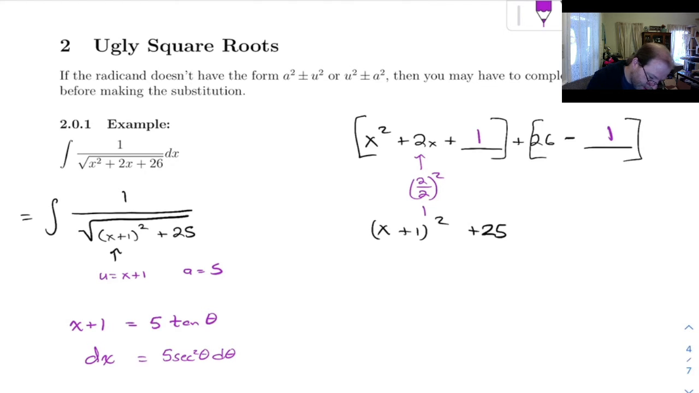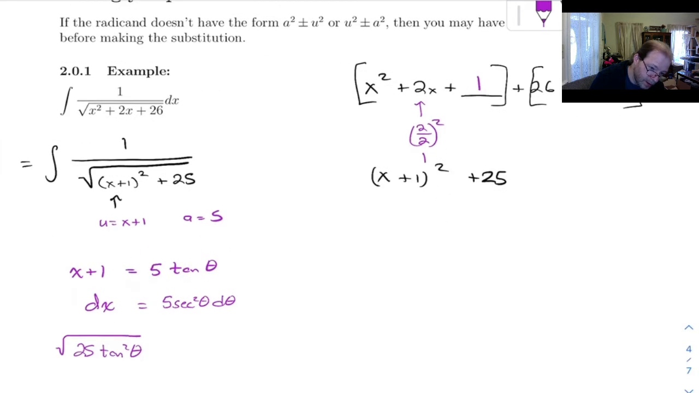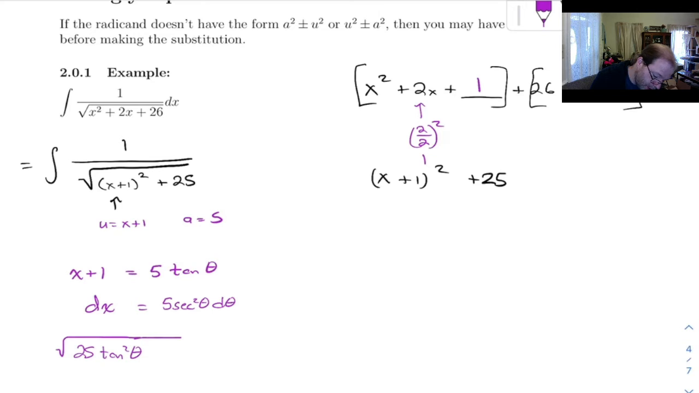And then the stuff under the radical is going to be x plus 1 squared. That's going to be this thing squared, so 25 tan squared theta, plus 25. So you can factor that 25 out, and when you bring it outside the radical, you get 5. Then you've got tan squared theta plus 1. Of course, tan squared theta plus 1 turns into secant squared theta. Then take the square root, and you get 5 secant theta.